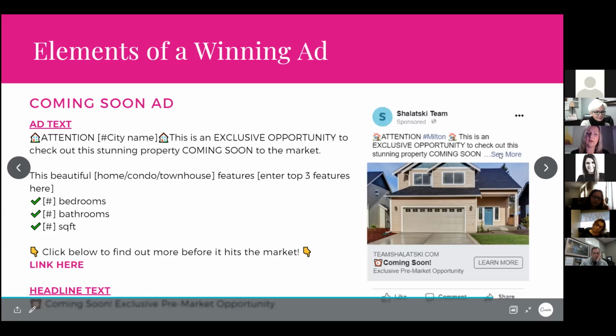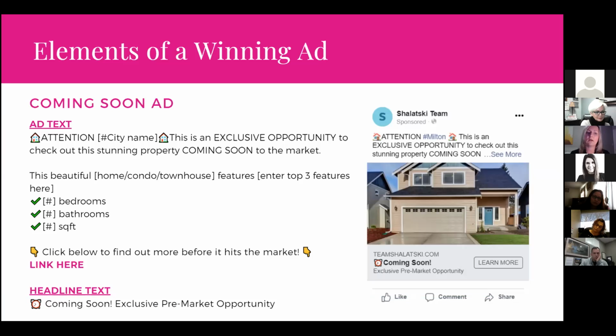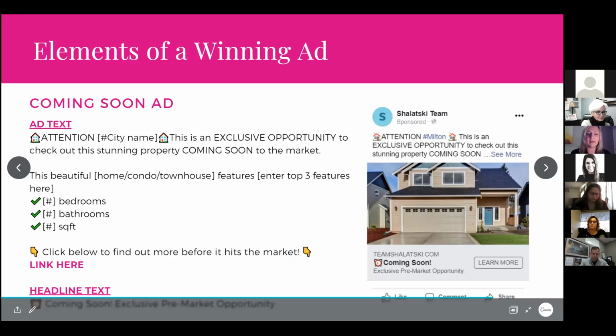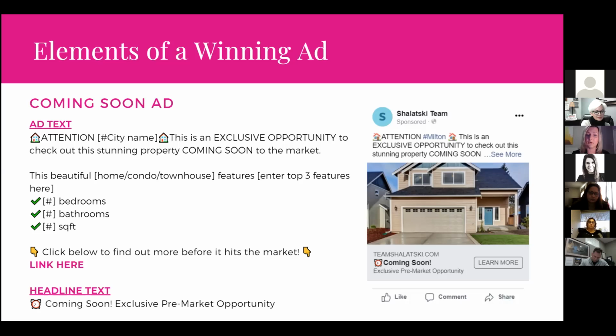You want to give them a little bit more details as to maybe this is a home or a condo or a townhouse. I know the picture to some degree will show them that, but if it's an interior shot, it might not. You'll want to list possibly up to top 3 features, such as number of bedrooms, bathrooms, and maybe the square footage. And then you'll definitely want to have a clear call to action: click below to find out more before it hits the market. And especially too, you want that headline, because for some people, they'll be looking at the headline. In this case, I added the clock emoji for time sensitive, coming soon.